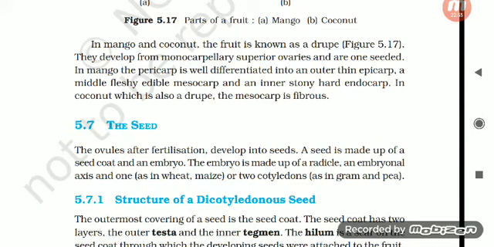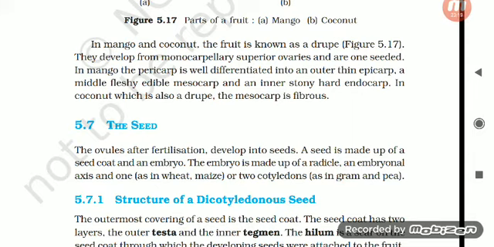When the pericarp is thick and fleshy, it is differentiated into the outer epicarp, the middle mesocarp, and the inner endocarp. In mango and coconut, the fruit is known as a drupe. They develop from monocarpellary superior ovaries and are one-seeded. In mango, the pericarp is well differentiated into an outer thin epicarp, a middle fleshy edible mesocarp, and an inner stony hard endocarp. In a coconut, which is also a drupe, the mesocarp is fibrous.